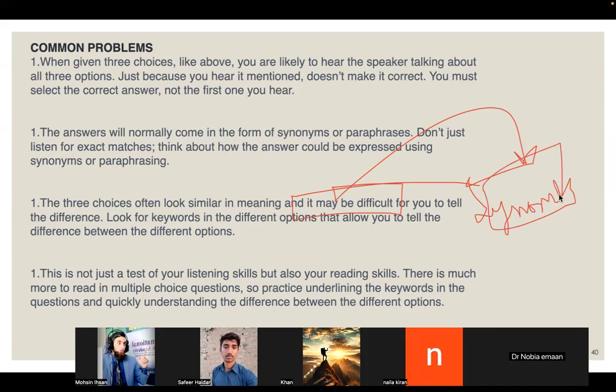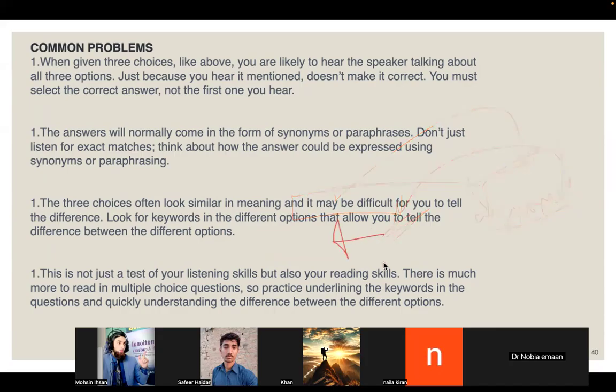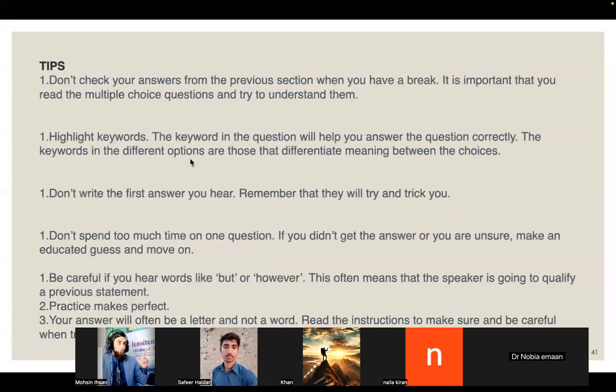Now synonyms, for instance, the question is in your mind and the answer is also in your mind. You're clear with that. There is much more to read in multiple choice questions. So practice underlining the keywords in the questions and quickly understanding the difference between the different options, right? So same goes for understanding this point. This one is discussing tips.